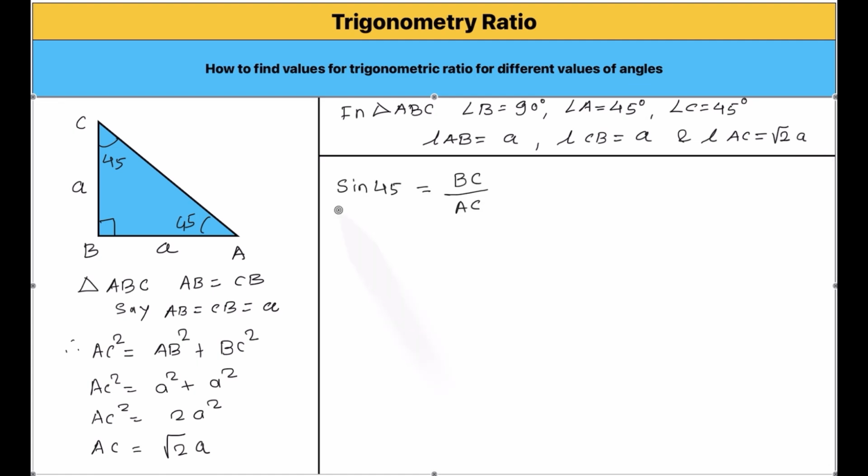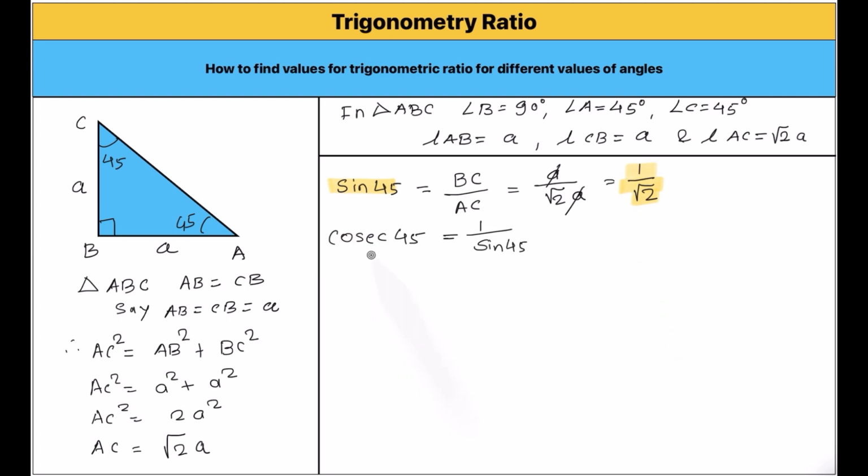First is sine 45. You can take any angle, but I am taking sine 45 at the moment. That means angle A. If we take this angle, sine 45 is opposite side upon hypotenuse. Opposite side is BC, hypotenuse is AC. We have the lengths of BC and AC. BC, that is CB, is A. AC is square root 2 A. A upon A is 1. Remaining is square root 2. So we have 1 upon square root 2. So sine 45 is 1 upon square root 2.